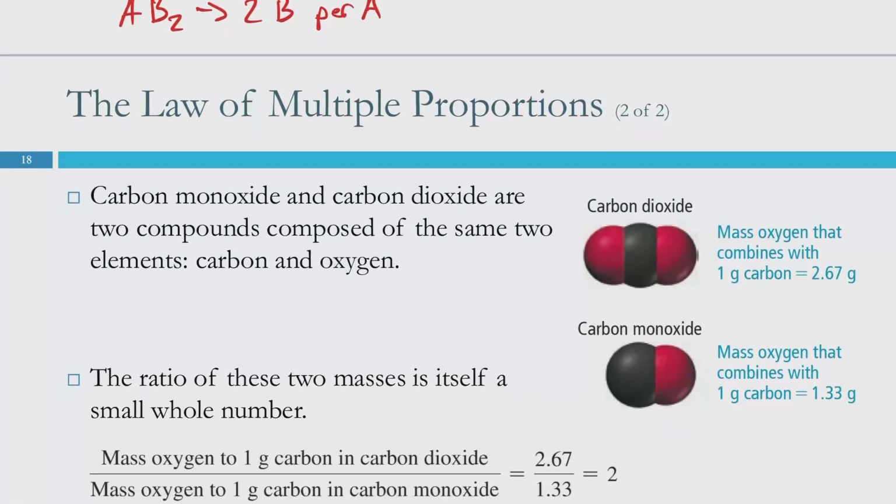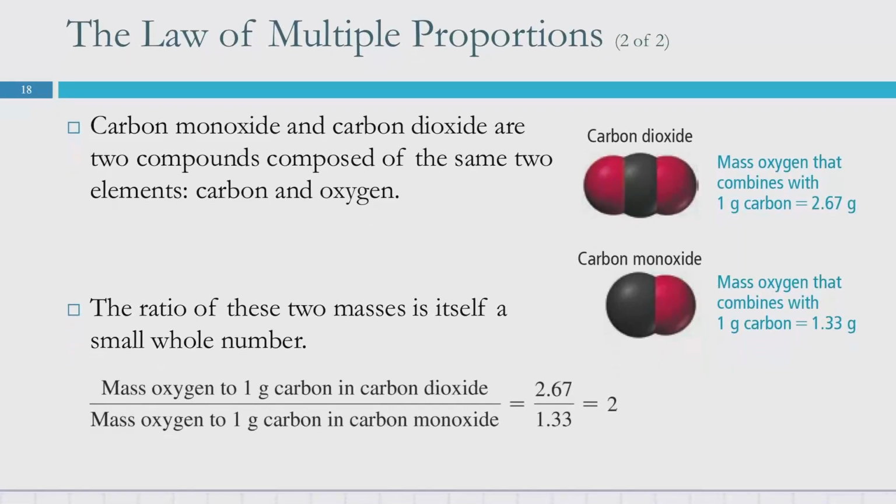So we're going to look at carbon monoxide and carbon dioxide as our example compounds. So carbon dioxide, the di means that we have 2, and our oxygens are here on the outside. So we've got 1 carbon, 2 oxygens, versus carbon monoxide, we've got 1 carbon, 1 oxygen. The mass of oxygen that combines with 1 gram of carbon, so if we've got 1 gram of the carbon part, we're going to have 2.67 grams of oxygen. For our carbon monoxide, there's only 1 oxygen, and so that mass is going to be 1.33 grams. Some difference because of rounding.